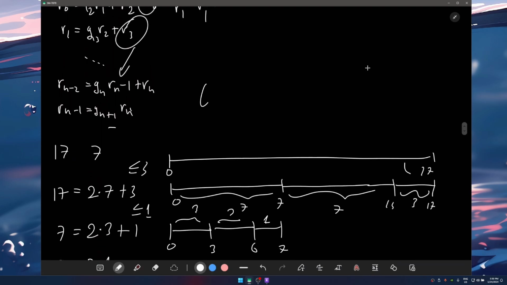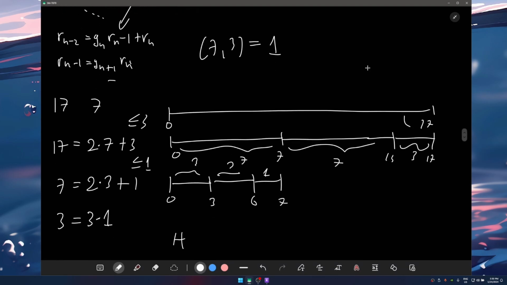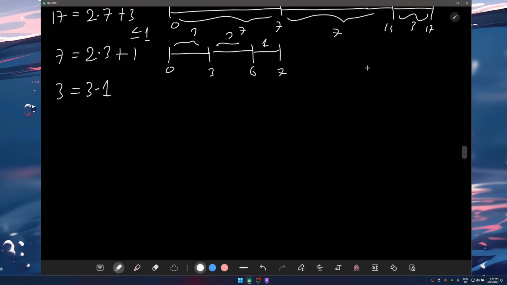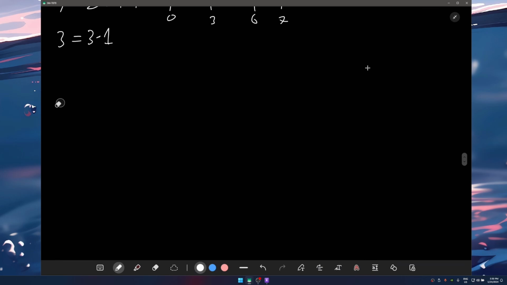Because I want to take 7 and 3, they are primes, so the GCD is just 1, they're coprime, we say it. And we will see we can get till the end, it's 1, and 1 will fill up everything. So let's take an example. Let's take a GCD of 12 and 4.